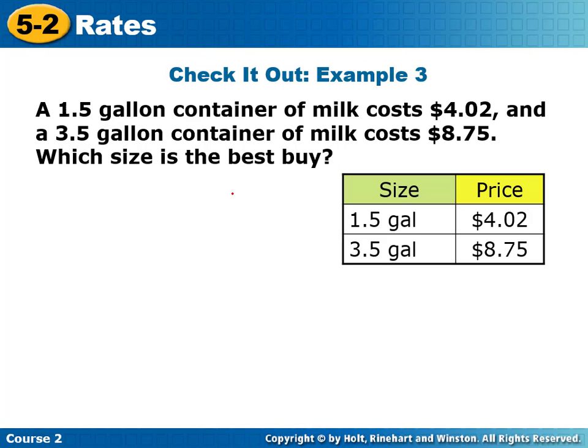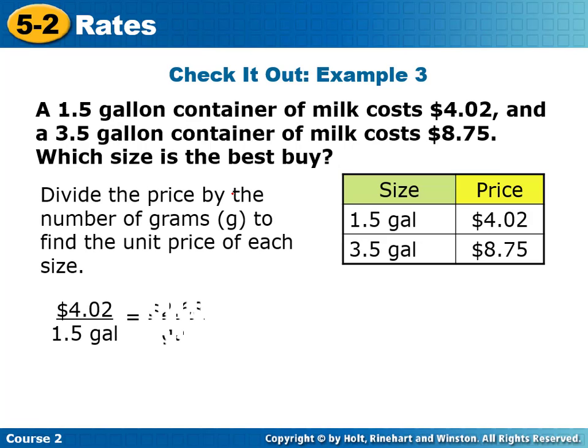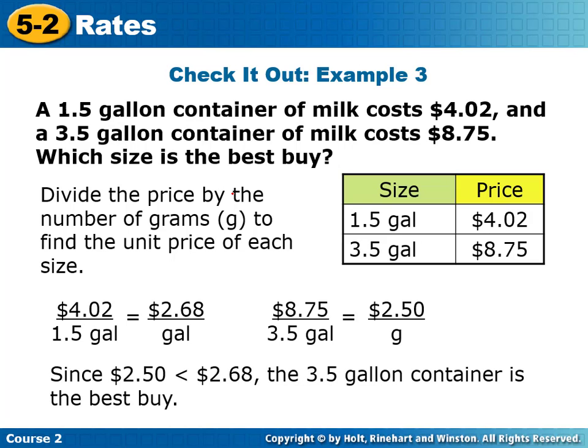A 1.5 gallon container of milk costs $4.02. A 3.5 gallon container of milk costs $8.75. Which is the better buy? So this one we do the same thing. $4.02 divided by 1.5, $8.75 divided by 3.5, because what we want to find out is how much it is per gallon. So the 1.5 gallon, we find out it's $2.68 per gallon. In the 3.5 gallon, we find out it's about $2.50 per gallon. So that means that the 3.5 gallon is a better buy.